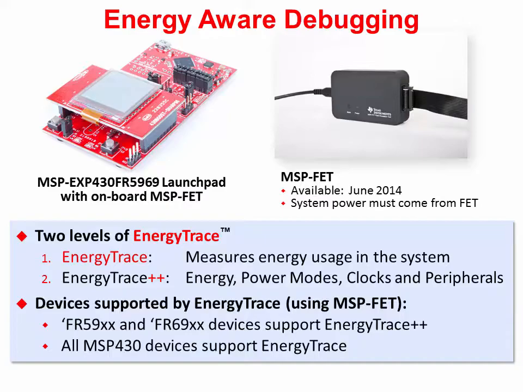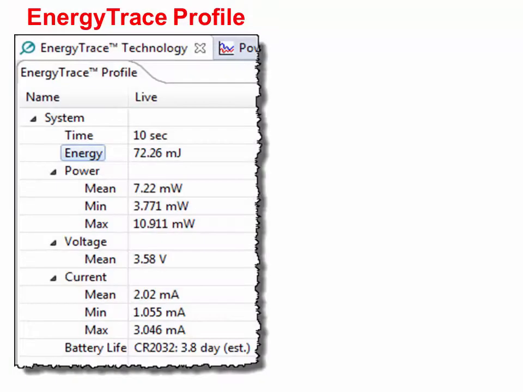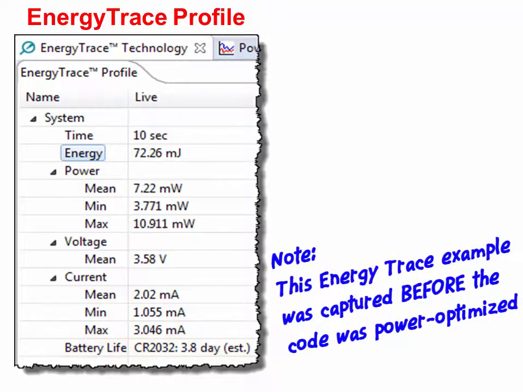Okay, what does this energy trace data look like? Here's an example of an energy trace profile. This data is taken from an actual running system. In fact, in the 10-second capture period, it appears this system consumed 72.26 millijoules of energy. The tool provides a number of other items which you may find useful or critical in your development. Hey, it even estimates how long the system can run on a CR2032 battery. Please note, though, that this example was captured before we started power optimizing our program.